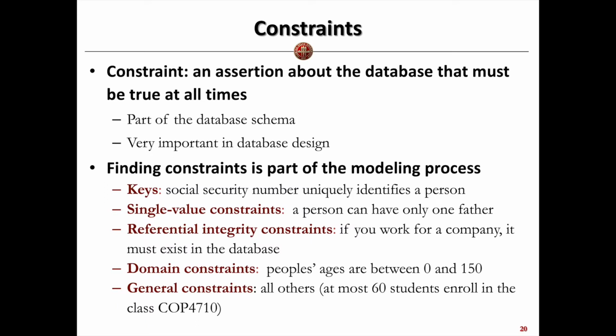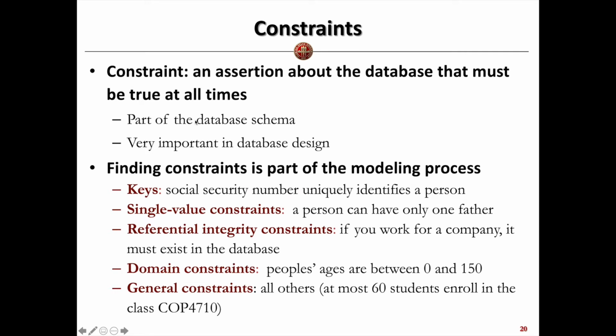Okay, let's move to the constraints. We have introduced the constraint on relationships, and here we want to introduce more constraints. What is a constraint? Formally, a constraint denotes an assertion about the database that must be true all the time. So the constraint can be very different. We have different constraints in database systems, and they can be very different from each other.